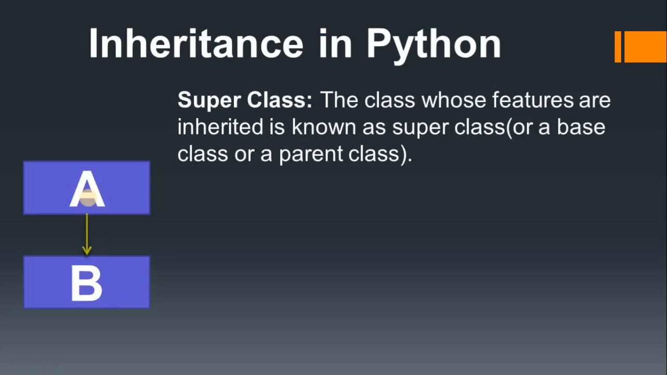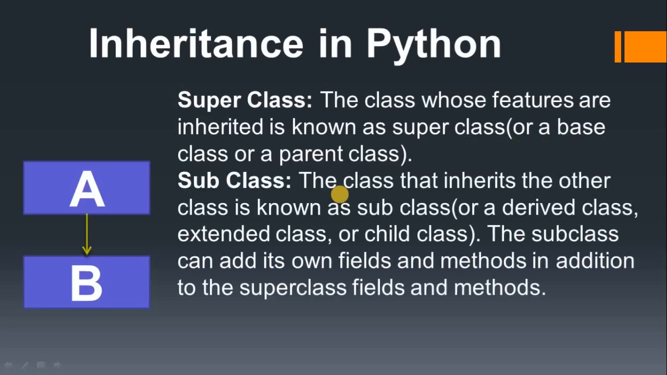Here we will see some terminology, like superclass. This upside class A is known as a superclass, and it is also known as a parent class or base class. The class whose features are inherited is known as a superclass. Next is the subclass. This downside class B, which inherits the other class, is known as a subclass, derived class, extended class or child class. That subclass can add its own fields and methods in addition to the superclass fields and methods.